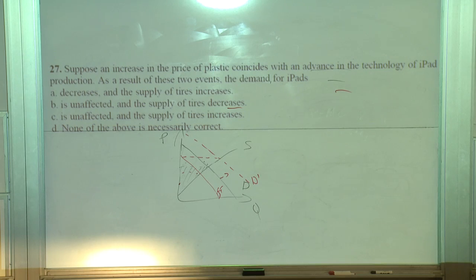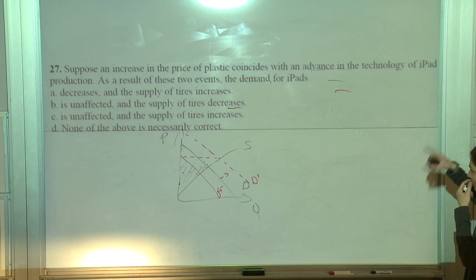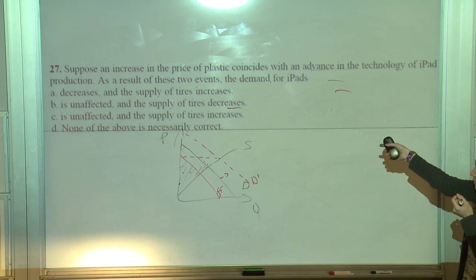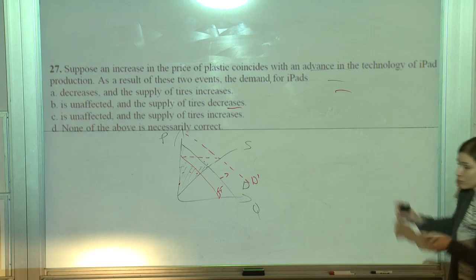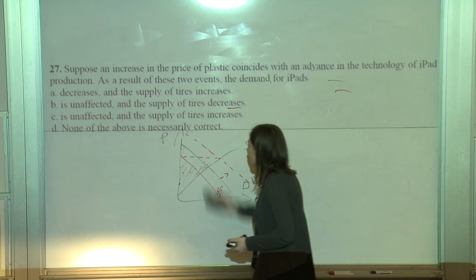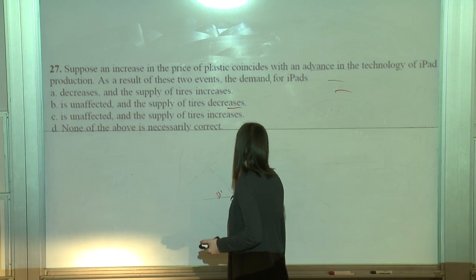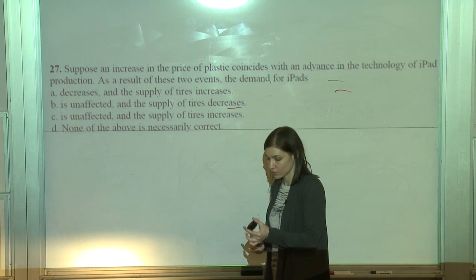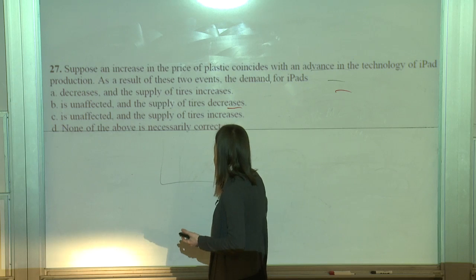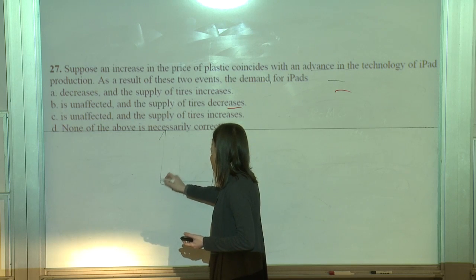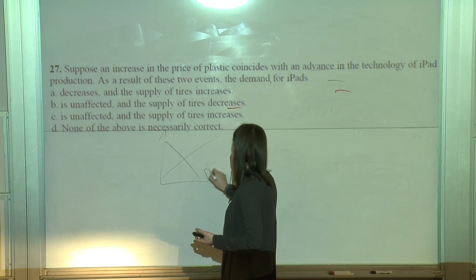All right. Suppose an increase in the price of plastic coincides with an advance in the technology of iPad production. As a result of these events, let's see what happens to the demand for iPads as well as the supply of tires. Okay, so we have two different markets here. Again, let's consider iPads first. Okay, we have supply and demand.